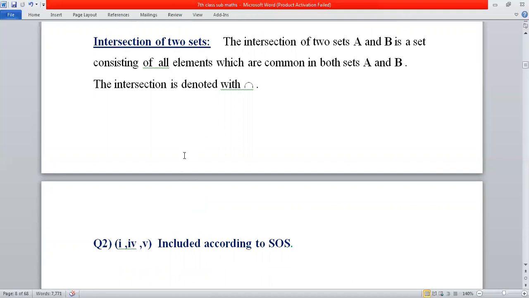Intersection of two sets. If we find the intersection of two sets, how can we find it? The intersection of two sets A and B is a set consisting of all elements which are common in both sets A and B. The intersection is denoted with this symbol, just like an inverted U. So the symbol of intersection is this. In simple words, the intersection of two sets is the common elements of both. In intersection sets, common elements of both sets will come.